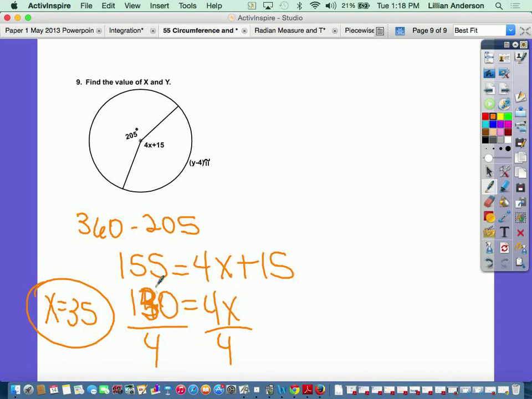It's 140. Questions on how you find x? Okay? So now, how do I find y? You equal it to 205.